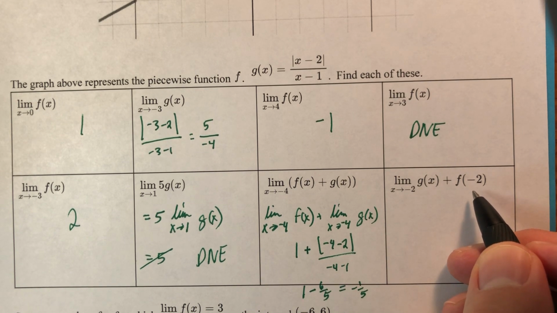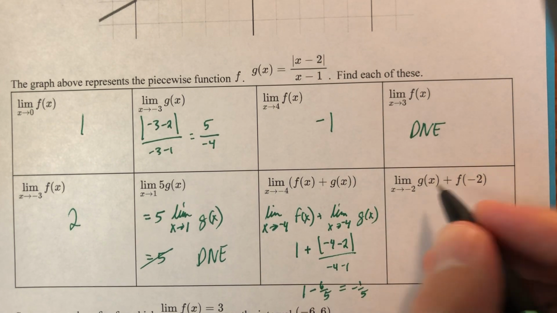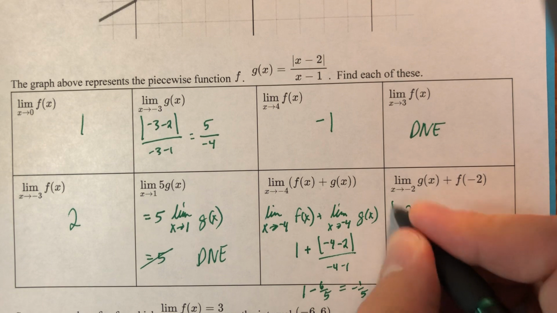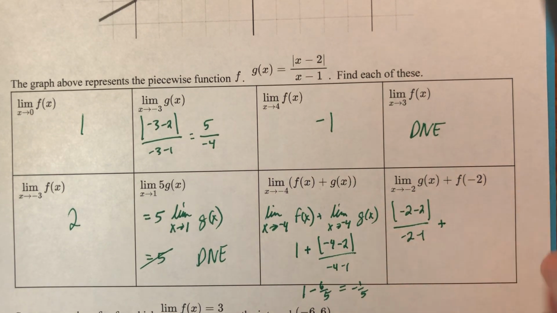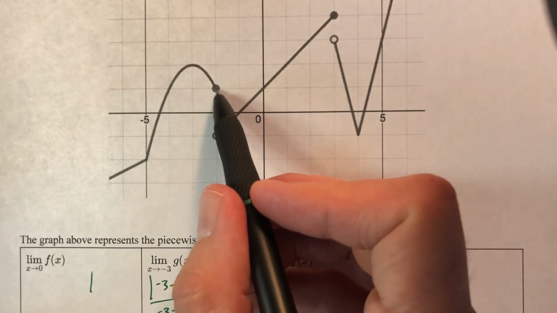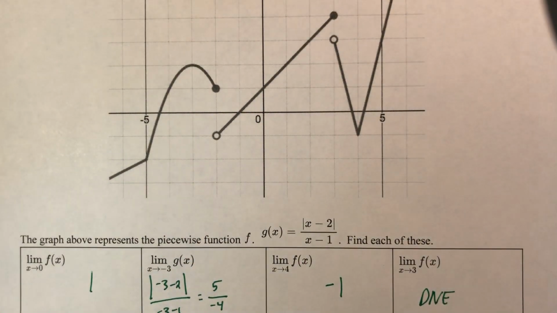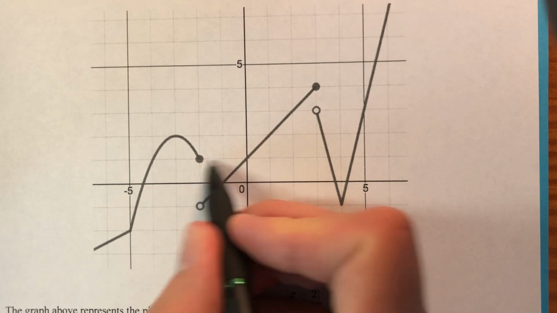Oh, wait, no, it doesn't. I was looking on the wrong side. We'll get there in a second. Okay, -2 is going to go into the g function. So -2 minus 2, absolute valued, over -2 minus 1. We'll figure that out in a second. Plus f of -2. I might be tempted to say, well, my graph is broken at -2, and it doesn't match from the left and the right. No, no, no, no. They're not asking for the limit. They're asking for the value of the function at -2, which is 1.